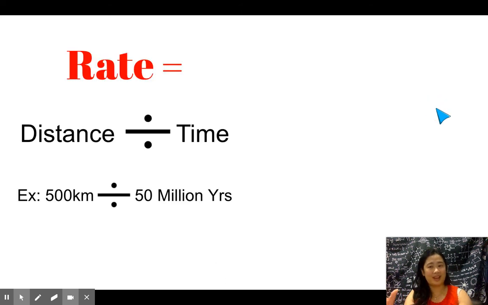So let's take a look at rate again and how we actually calculate it. In terms of rate, it's distance divided by time. So, for example, 500 kilometers divided by 50 million years. It doesn't matter if time is a big amount of time, time is always that second number you divide. It's distance divided by time. So 500 kilometers divided by 50 million years. It's always this order. Order really matters. So distance divided by time is how you get rate, or how you get speed that we learned earlier.